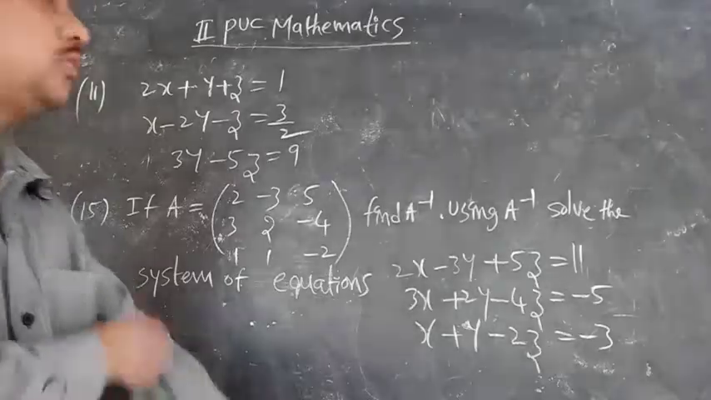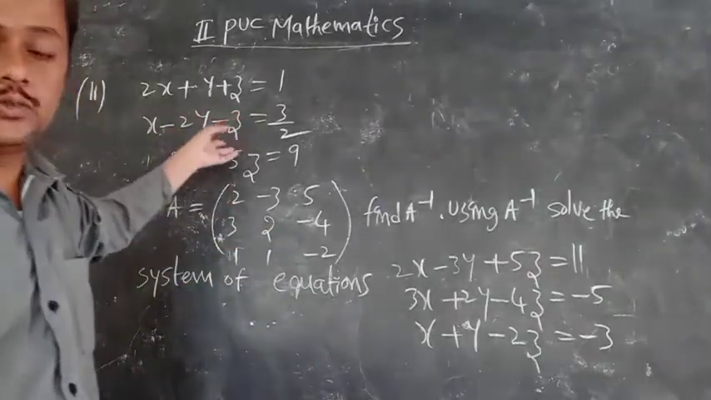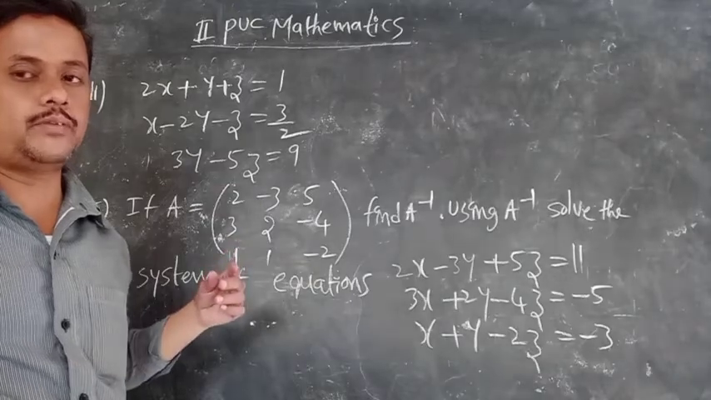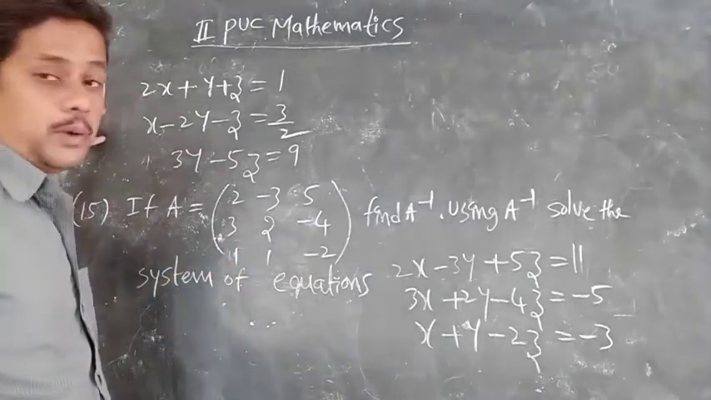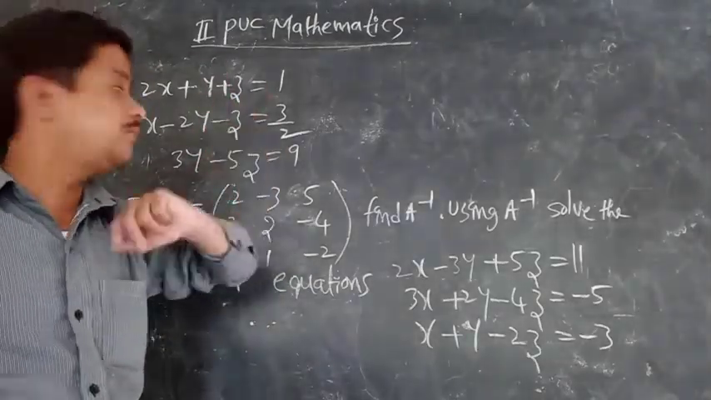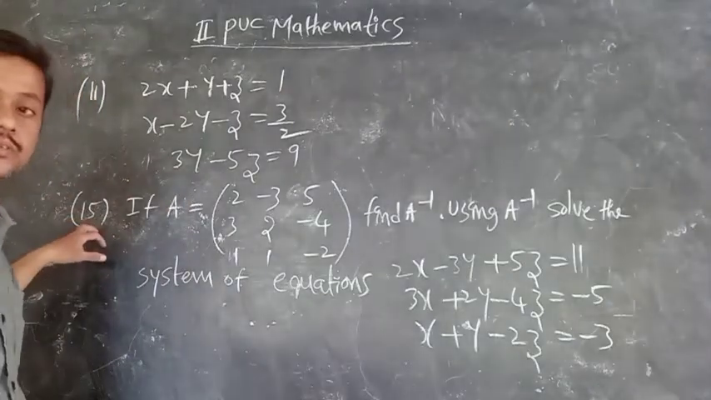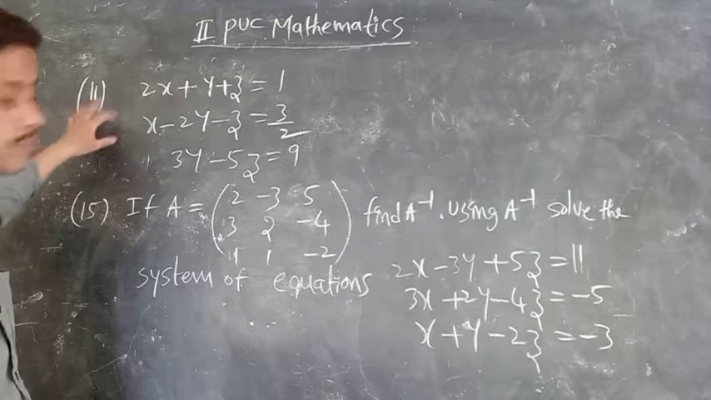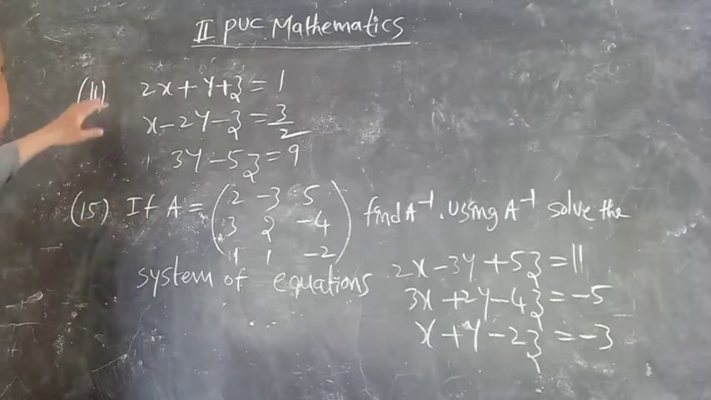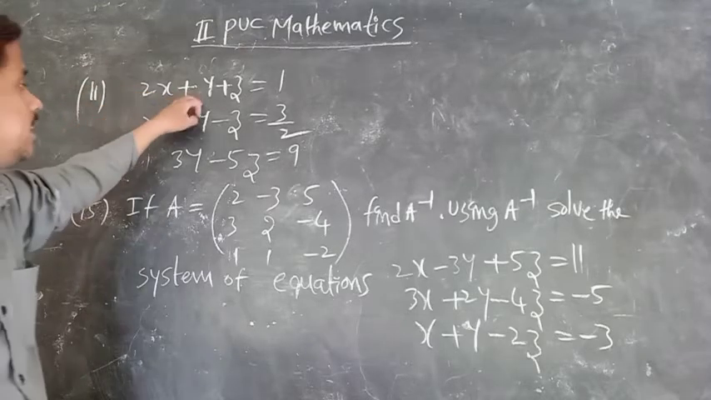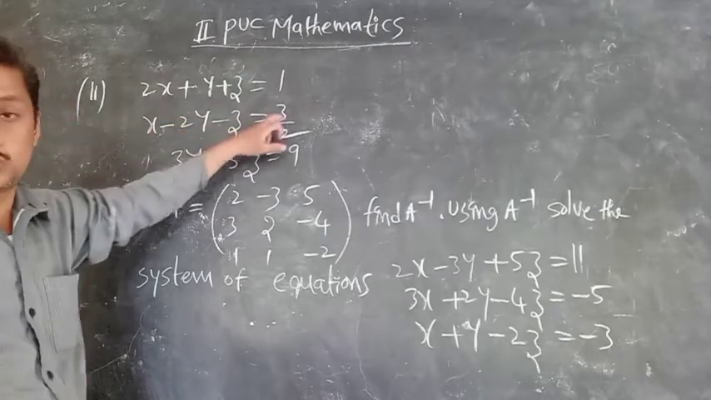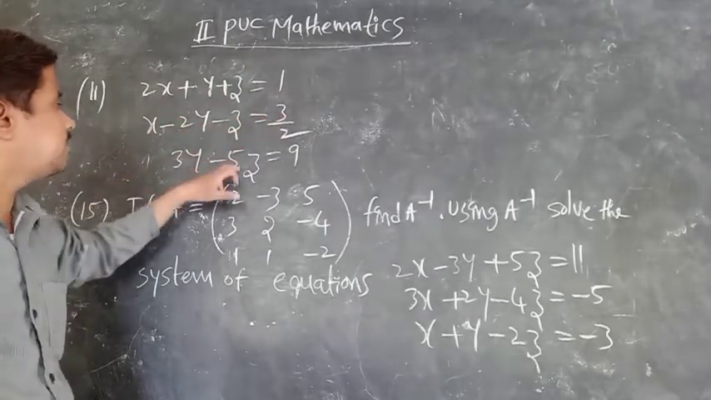So my dear students, do these two as homework. Already so many problems are given for homework: 11th problem, 12th, 13, 14, 15 are given. So this is the 11th problem, and the 11th problem is homework. 2x plus y plus z is equal to 1, x minus 2y minus z is equal to 3/2, 3y minus 5z is equal to 9.